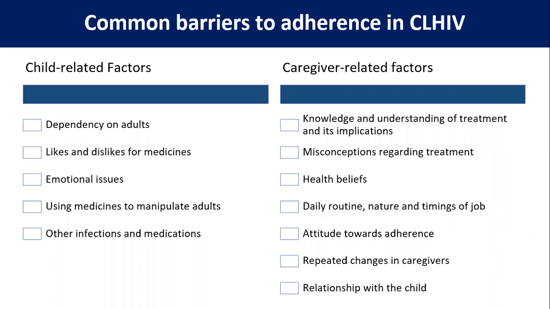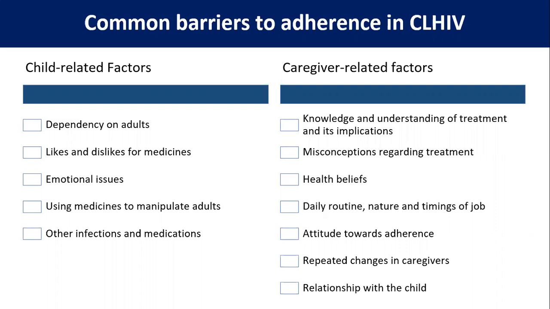The child may have emotional issues also, because children are very attached to their mothers. If there is a loss of the mother in the family, then these emotional issues will be there. The child will not take ART, and therefore all these issues have to be sorted out. If the child is not taking ART, then we have to identify why. Then the second caregiver has to be motivated, and these issues can be sorted out.